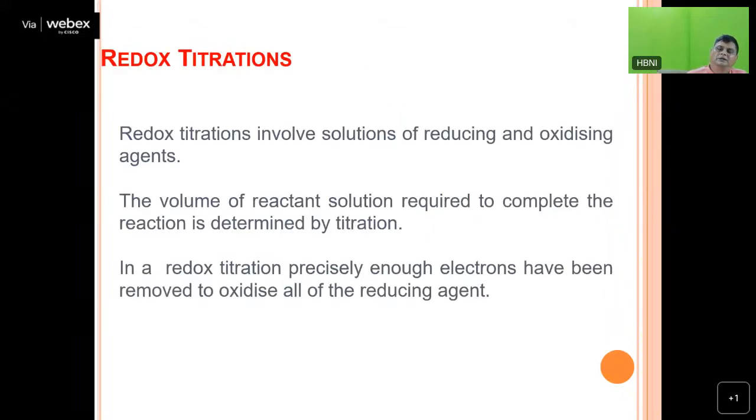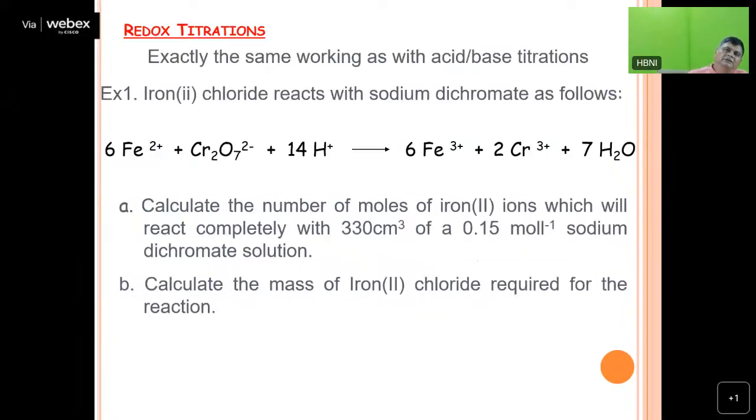Similarly, a redox titration involves a solution of a reducing and an oxidizing agent, and the volume of a reactant solution required to complete the reaction is determined by titration. In a redox titration, precisely enough electrons have been removed to oxidize all of the reducing agent. An example of this is iron chloride reacting with sodium dichromate.